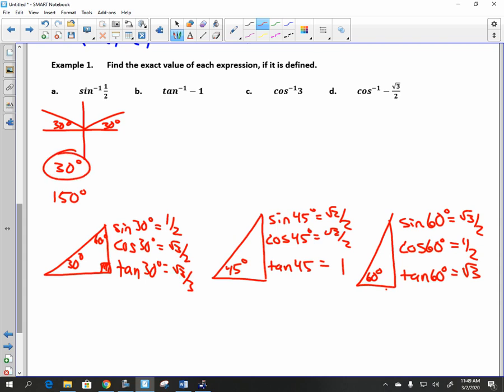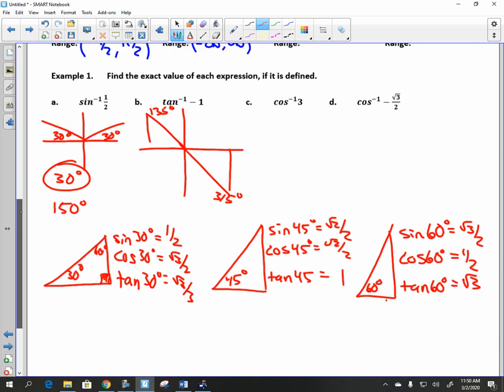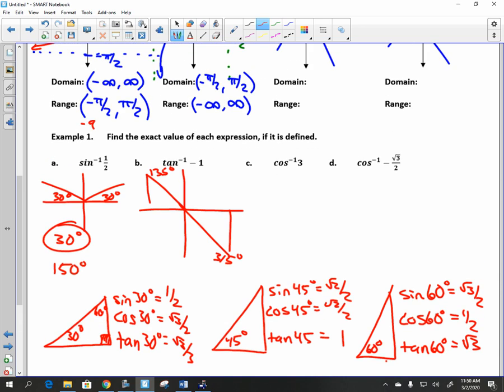Arc tangent of negative 1. Where is tangent equal to negative 1? Well, what kind of triangle is going to give me tangent equal to 1? A 45. And where's tangent negative? Second and fourth quadrants. Very good. Well, one of these is 135 degrees, and another one is 315 degrees. And it says that arc tangent has to be between negative 90 and positive 90. Are either of those between negative 90 and positive 90? Neither one. So can anybody guess what I'm going to get if I do arctan of negative 1?